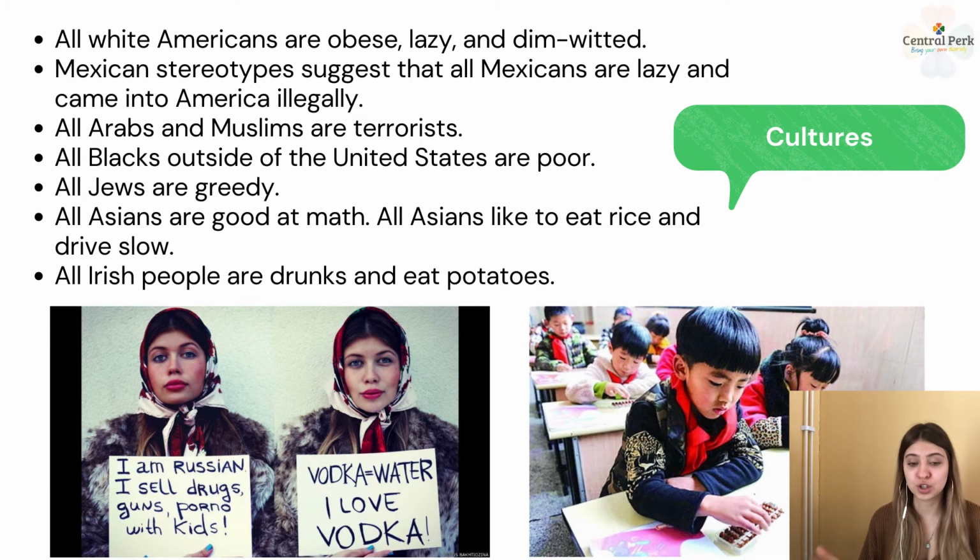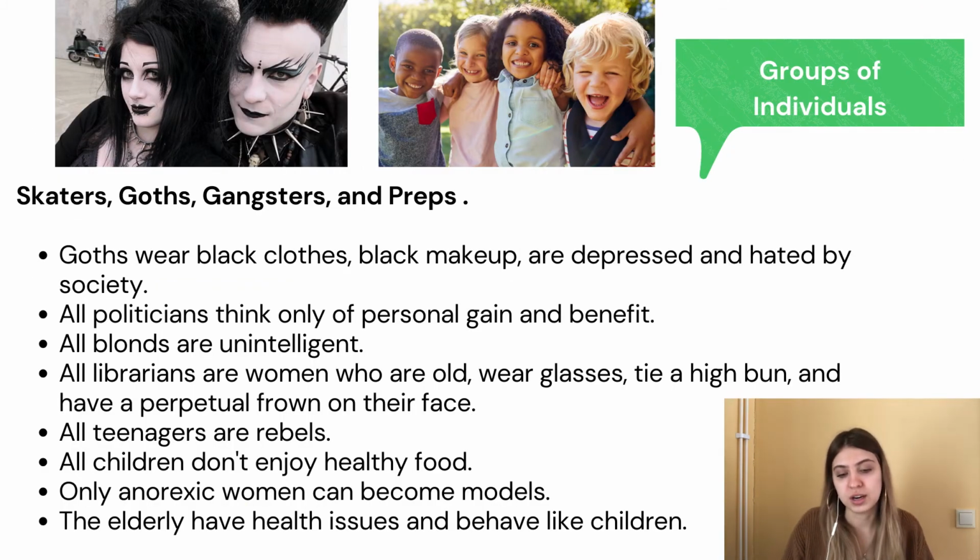You notice, right? I'm pretty sure you have some of these stereotypes already in your head, because those are the most common ones. And the next one is groups of individuals. Those are stereotypes related to a certain group, for example, gangsters, goths, skaters. Goths wear black clothes, black makeup, are depressed and hated by society. All politicians think only of personal gain and benefit. All blondes are unintelligent. All librarians are women who are old, wear glasses, tie a high bun, and have a perpetual frown on their face.